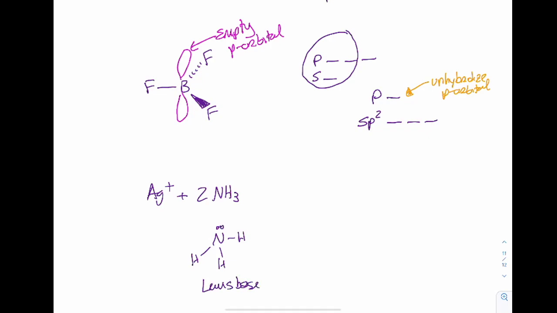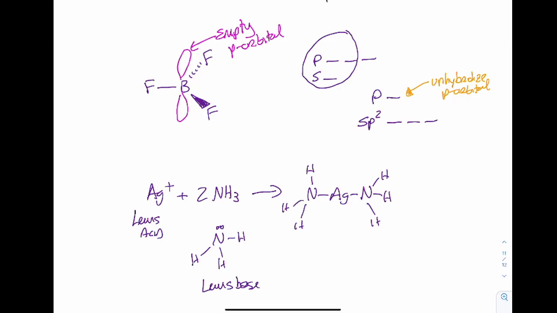If you have a cation like this, it usually has an empty orbital. It has a positive charge. So this is my Lewis acid. And we end up forming 2 bonds between silver and ammonia. If you were to draw out the structure, it would look similar to this. Both of those nitrogens would be tetrahedral. I'm not drawing it very well, but you would end up with this.